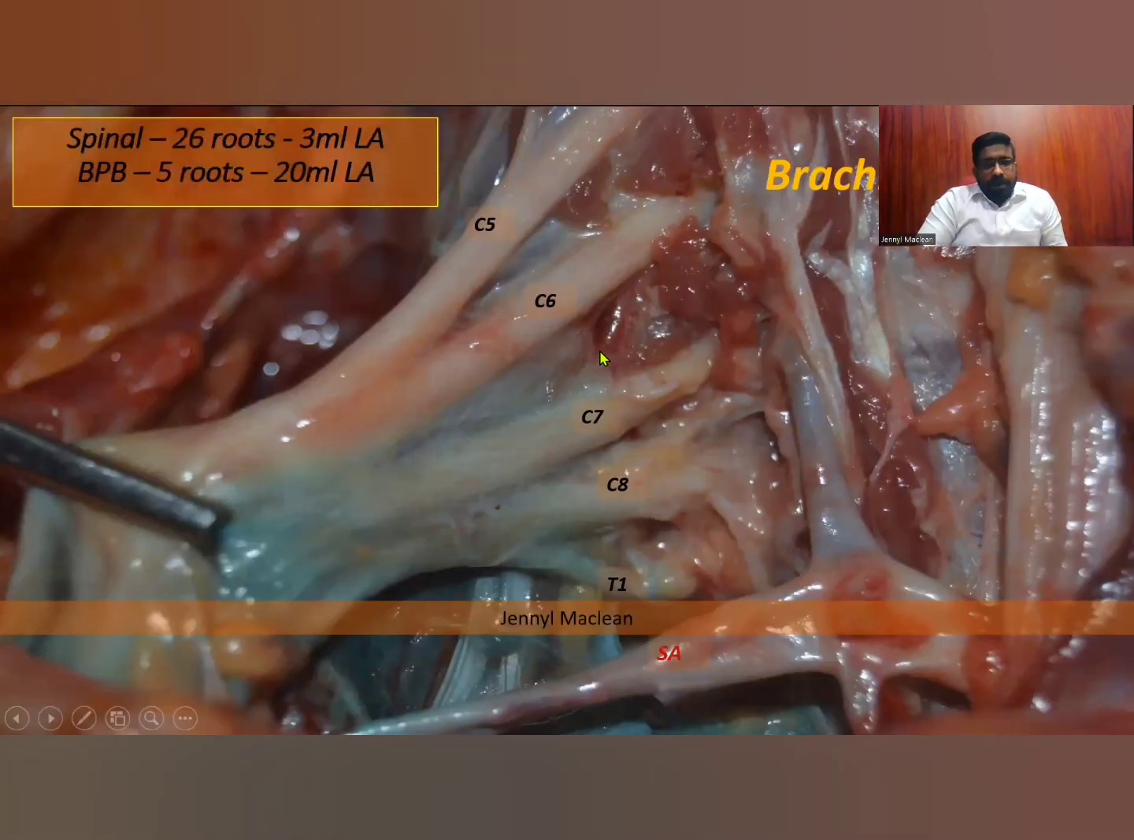But still, with the evolution of ultrasound, we are not able to block the brachial plexus, which involves just 5 nerve roots, with 20 ml of local anesthetic. We are using the same 0.5% local anesthetic concentration in a brachial plexus block as we use in spinal anesthesia, but still we are not able to get the faster onset as in spinal, and there is a delayed onset in a peripheral nerve block. Why is it so? Ladies and gentlemen, you can directly visualize how much connective tissue barrier is around the brachial plexus.